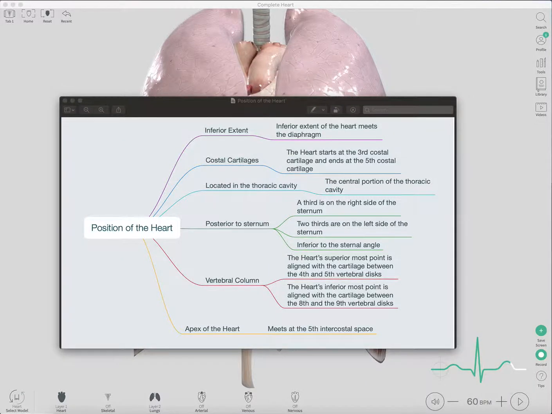K85 here, and today we are going to start the second part of our cardiovascular system series, the heart. And today we're going to talk about the basics, the position of the heart. We're going to talk about all the various points of the heart that define where it is. So let's get into it.